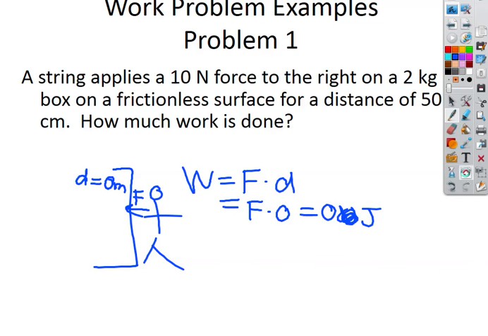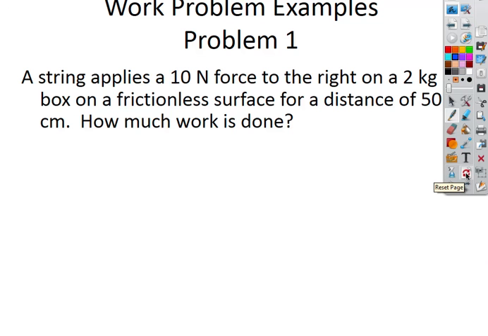All right, let's get to one that's more AP Physics level. Okay? So we have this problem. A string applies a 10 newton force to the right on a 2 kilogram box on a frictionless surface for a distance of 50 centimeters. So force is being applied to an object, and it's moving 50 centimeters across a floor. How much work is done? So looking at the initial problem, I want to do work equals force times distance parallel. All right, I want to do force times distance parallel. And so I want to try to just break this problem down, which I have on the next slide.